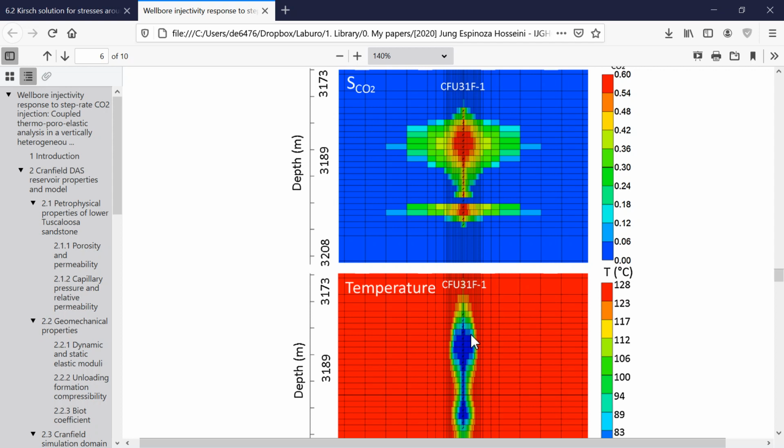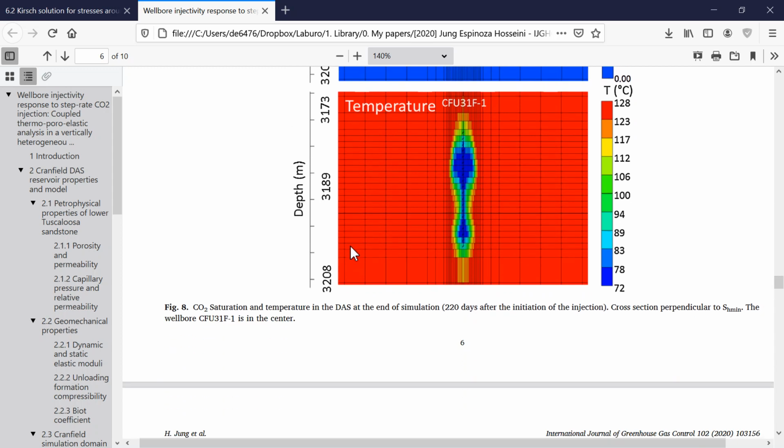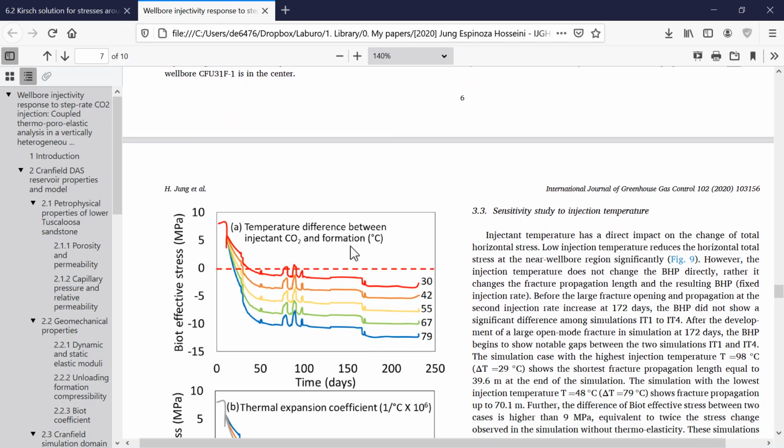Of course, if you were to inject for a longer amount of time, and if you were to reach steady state conditions, then your change of temperature would tend to increase over a larger reservoir area, and that would produce a larger decrease in temperature too. Okay, so there is one more plot that I'd like to share with you.